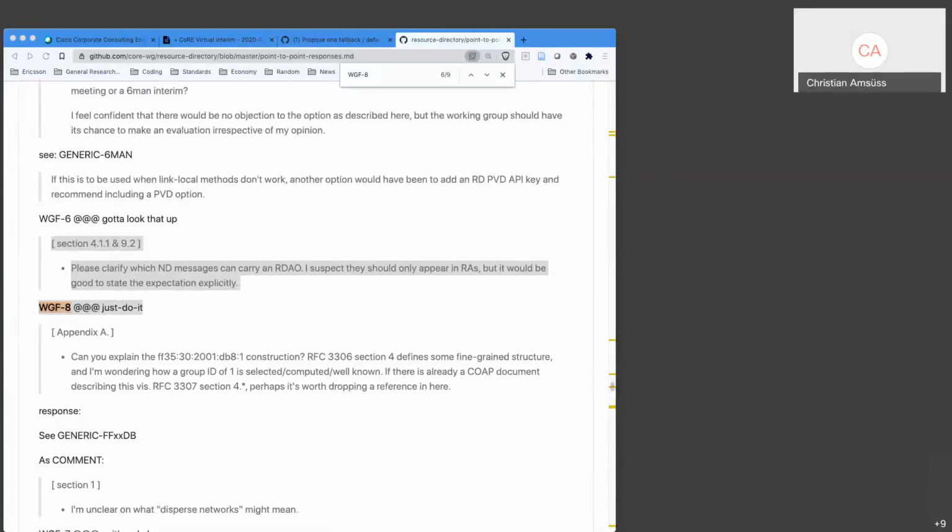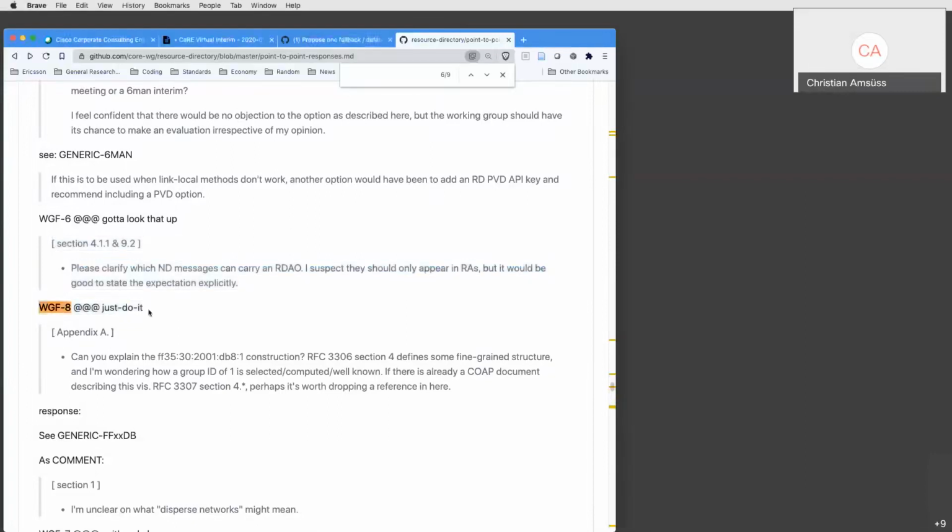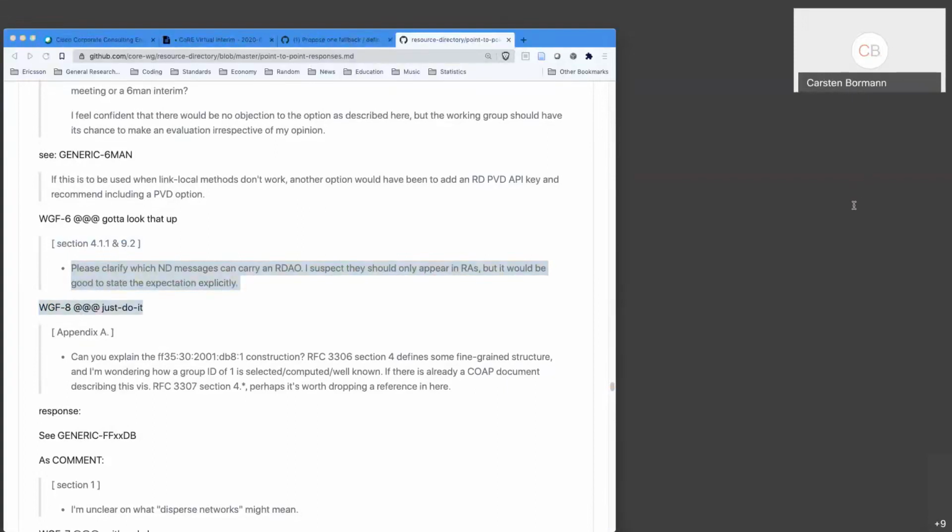Please repeat. I got lost. Got lost where? So this FF35 thing is an example, right? Oh no, RDAO. I'm talking about what's on the screen, on the shared screen, highlighted there. Oh, okay, I read this the other way around.